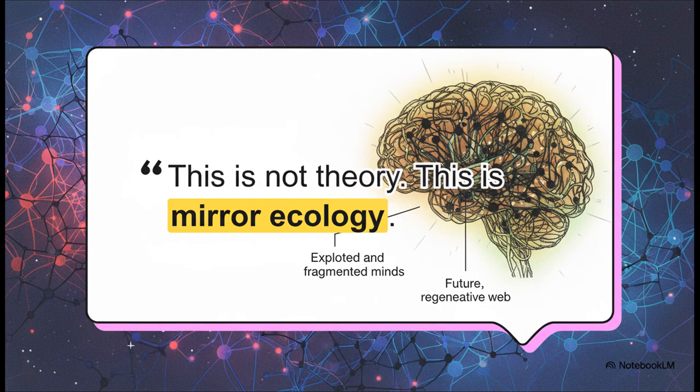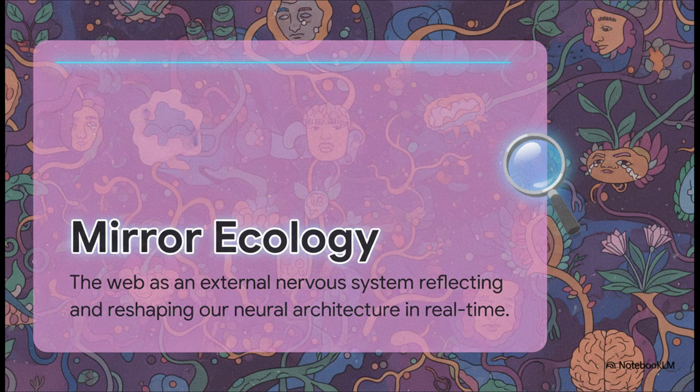The source material for this explainer makes a pretty bold claim. This is a real, observable thing they call mirror ecology. So what is mirror ecology? Well, think of it like this. We are stuck in this constant feedback loop with the web. It's like an external nervous system that we're literally co-evolving with.